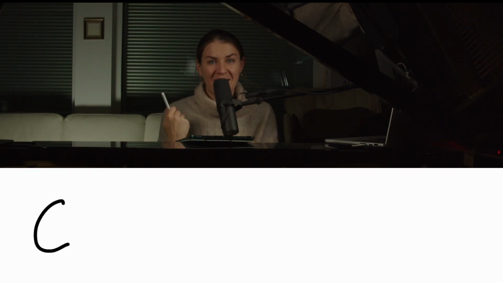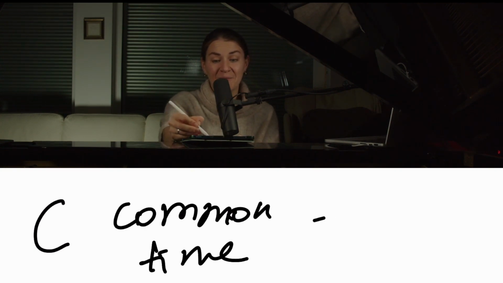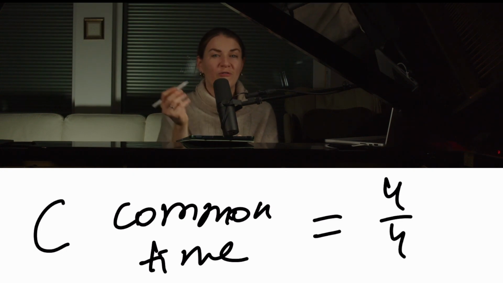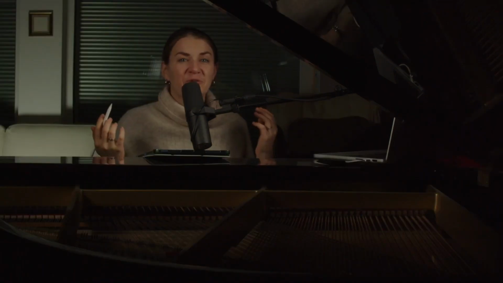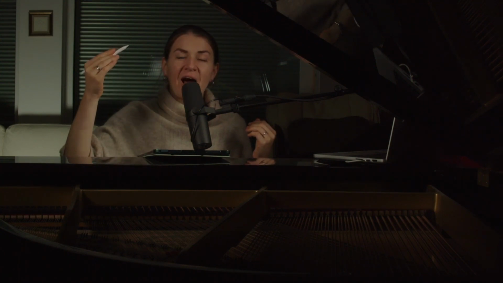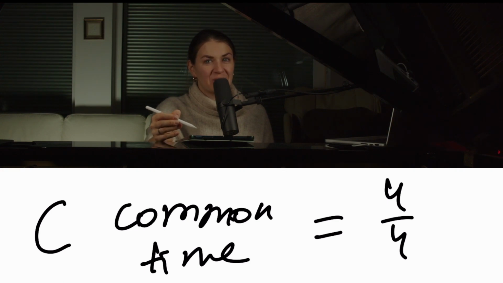C as your time signature means common time. And common time means 4/4 time signature, because this is the most common time signature. You remember the upper number shows us how many beats there are in a measure, and the bottom number shows us what kind of beats they are. 4/4 means that there are 4 quarter notes in one measure.